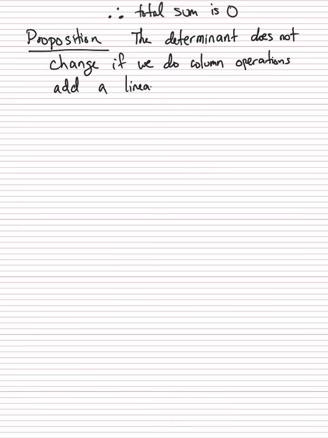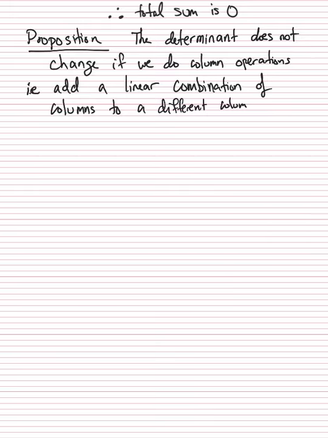A linear, so you have to be a little careful. For example, you can't flip the columns like you do with row operations, because now you're changing the sign. But what we can do is add a linear combination of columns to a different column, i.e. add a linear combination of columns to a different column.